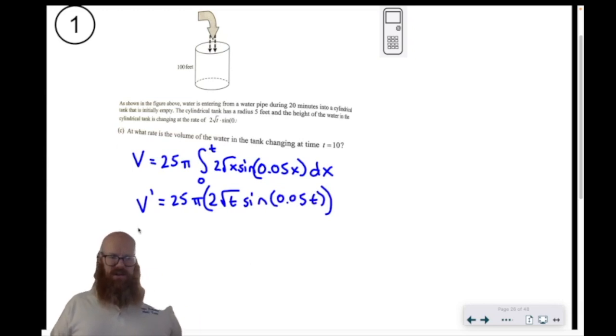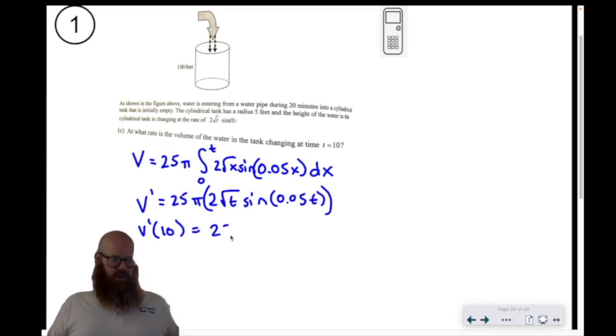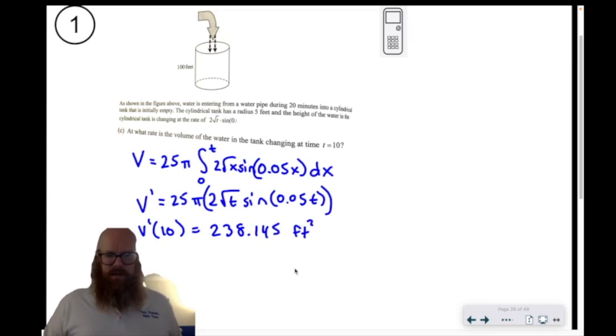And then essentially we want to find V prime of 10, and we just plug 10 into this. So no integral or anything, you just plug 10 into that. And when you evaluate that, you should get 238.145. That is in cubic feet per minute.